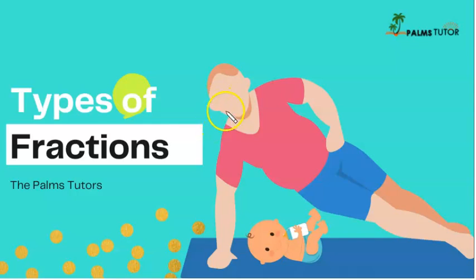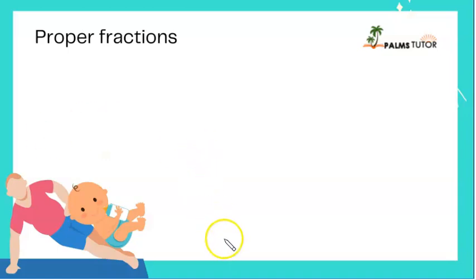Welcome to lesson 3, types of fractions. What are the types of fractions that we have? 1, proper fractions. So let's look at this picture together. You see a baby right on top of an adult. Does this seem proper? Would this be right?